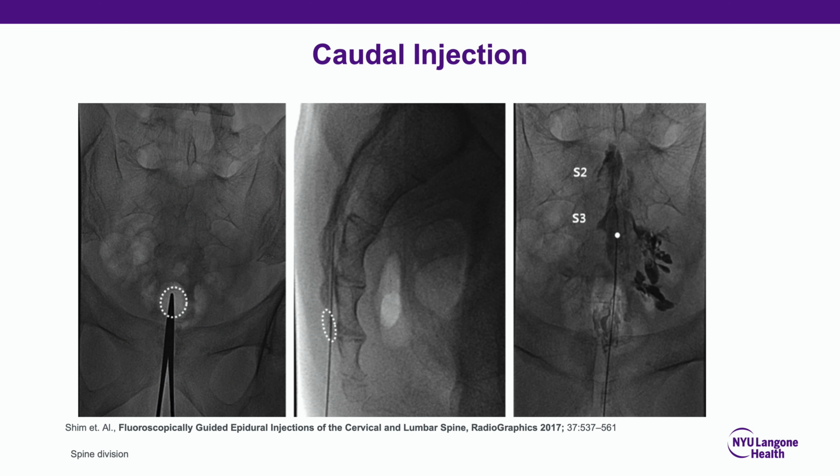When we talk about caudal injections, it is going in the caudal foramen from the bottom and getting distribution of the contrast and steroids above. Usually it goes up 2 or 3 levels.